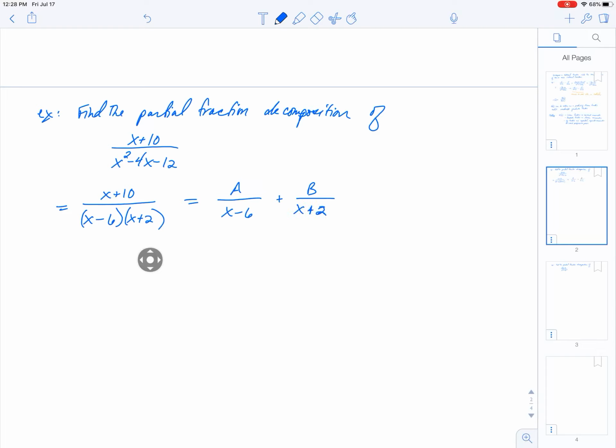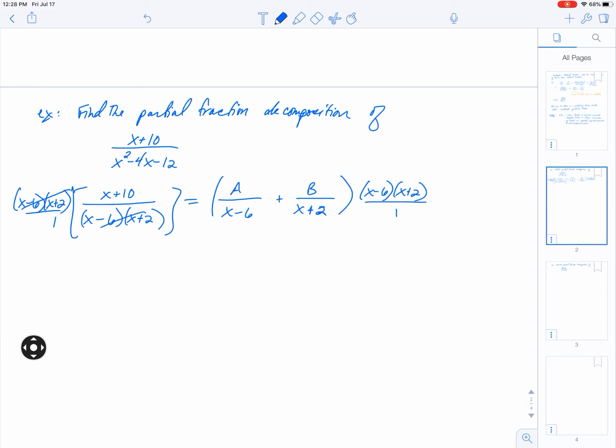The idea now is that these two expressions have to be equal to each other. What I'm going to do is multiply both sides of this equation by x minus 6 times x plus 2. I'm going to clear denominators. So x minus 6 times x plus 2, and then the same thing on the other side. And so what happens is these cancel, of course, and the left-hand side is x plus 10. The right-hand side is going to be a times x plus 2 plus b times x minus 6.